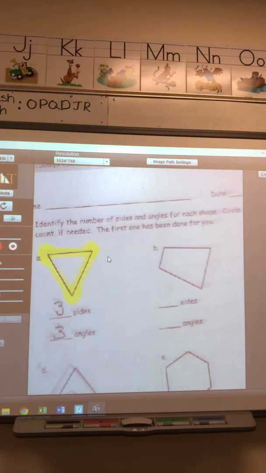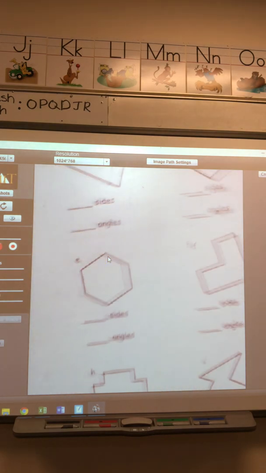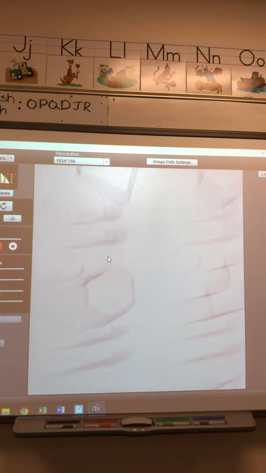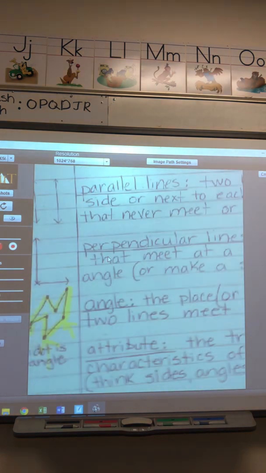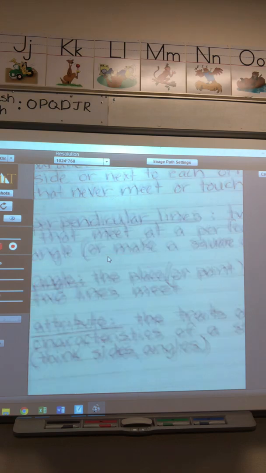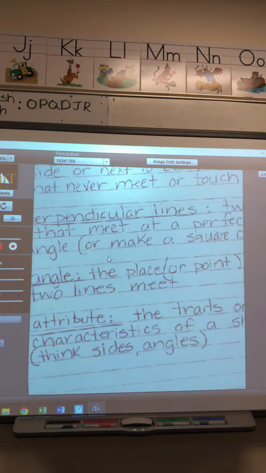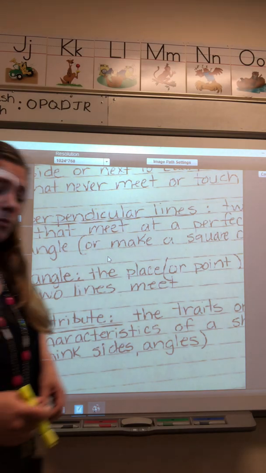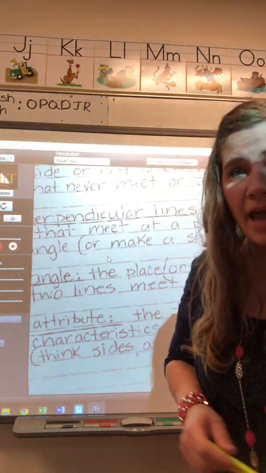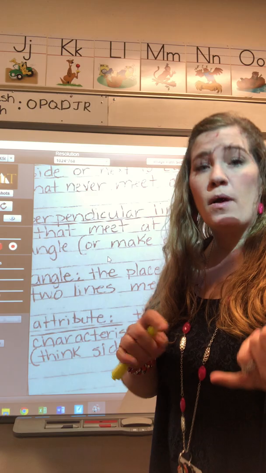You're going to go through all of your problem set and you're going to just focus on the attributes. Remember, attributes are the characteristics of a shape. We're looking at how many sides and angles. We are not trying to name them today. We want to focus on the attributes, okay? So how many sides, how many angles?